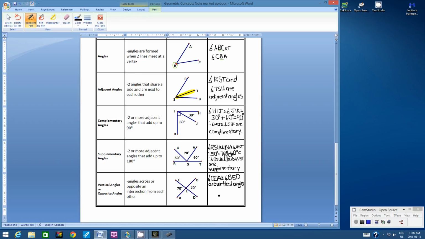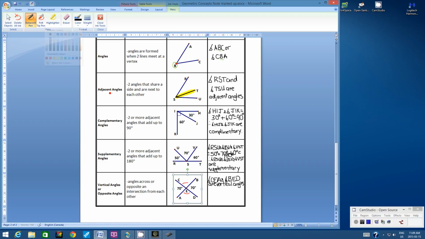But there's also another pair of opposite angles. Can you see them? So I'm going to highlight them here. This angle here and this angle here are opposite as well. Okay? Because they look across each other at an intersection. So let's add those to our notes as well. So they are angle CEB.